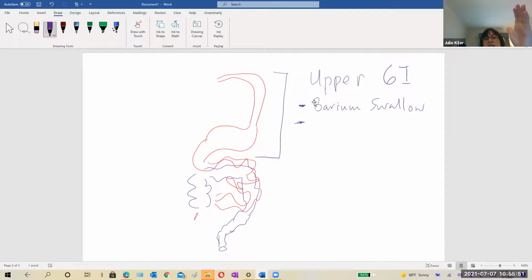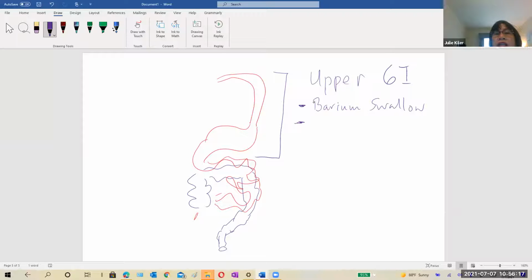There's no way you can see that unless there's a change in the shape or structure of the esophagus, stomach, and duodenum. But if there's a tumor, yes, you can catch it, because the X-ray will catch it.